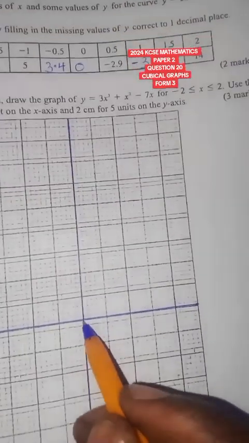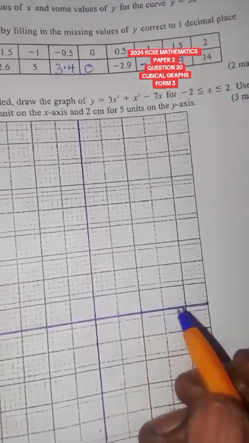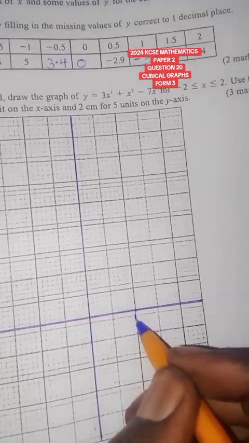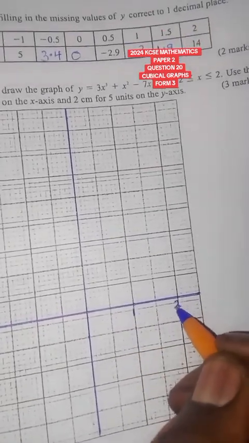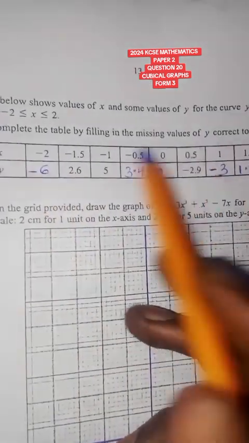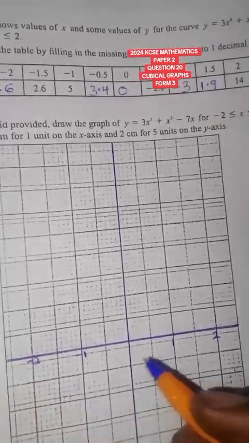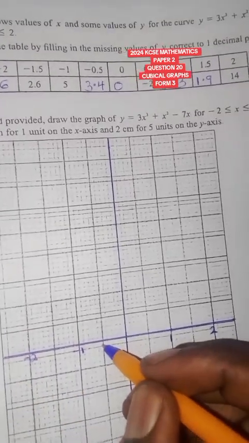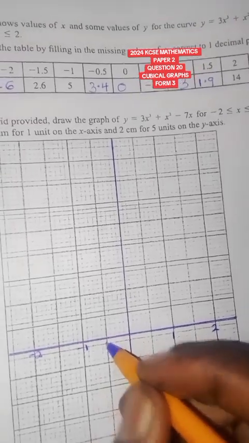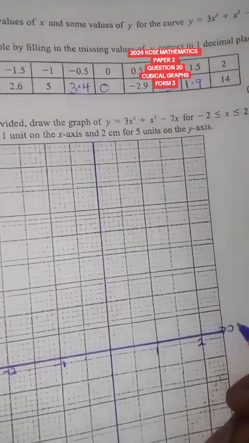So this is 2 centimeters, 2 boxes for 1 unit on the x-axis. So this is 1, then we have 2, and if you look at the x-axis, the highest value is 2, and negative 2 is the lowest. So we'll have negative 1, then negative 2. So it means that every box is 0.5. So this one will be negative 0.5, negative 1.5, and so on. And this is the x-axis.